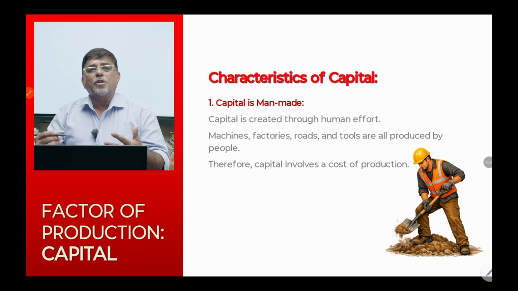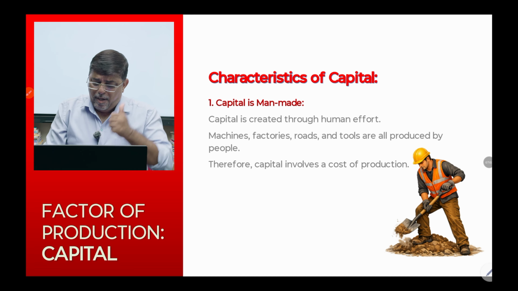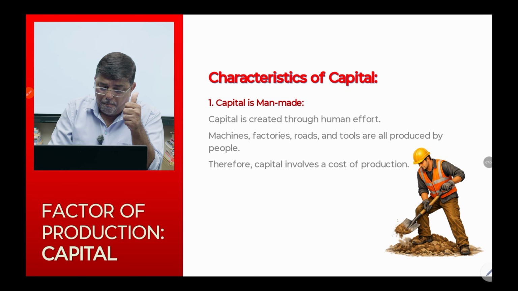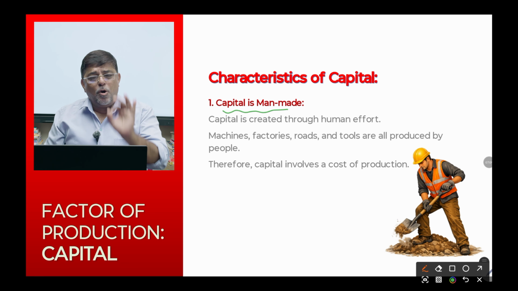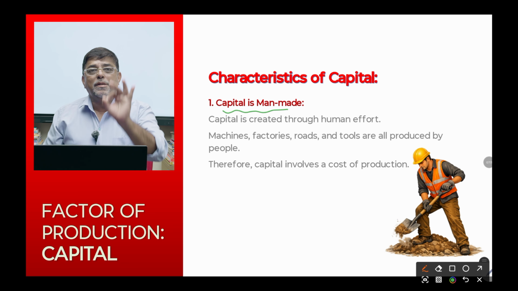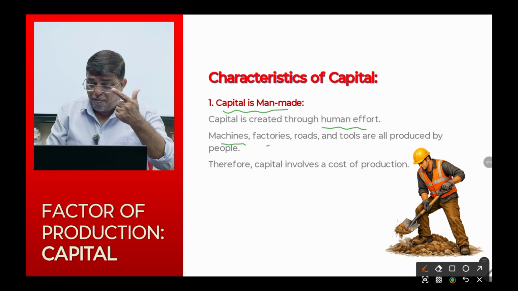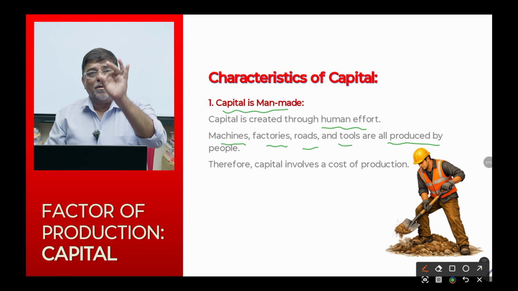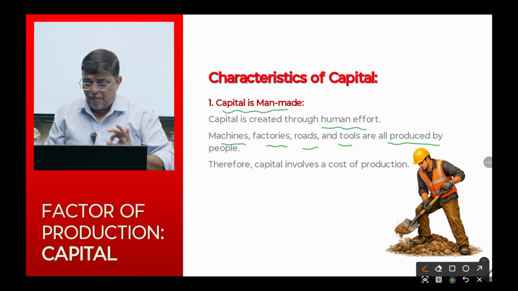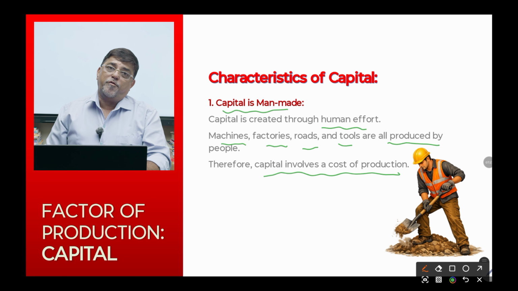We now move on to the characteristics of capital. The very first one, capital is man made. That is, capital is purely created by human effort. For example, your machines, your factories, your roads, tools, all are produced with the help of humans. And therefore, it will involve a cost of production.